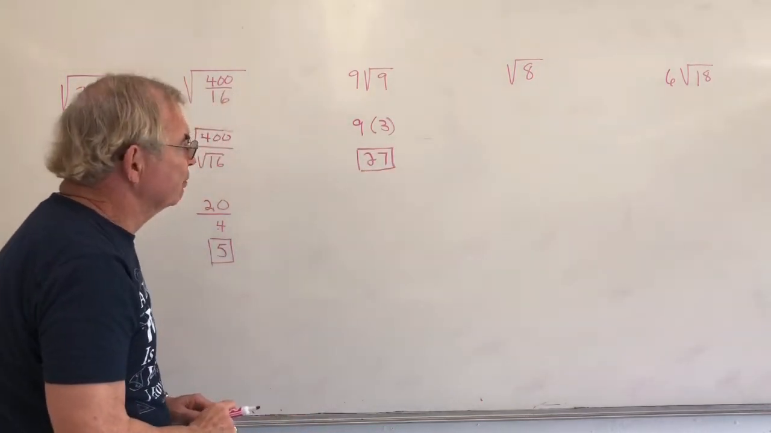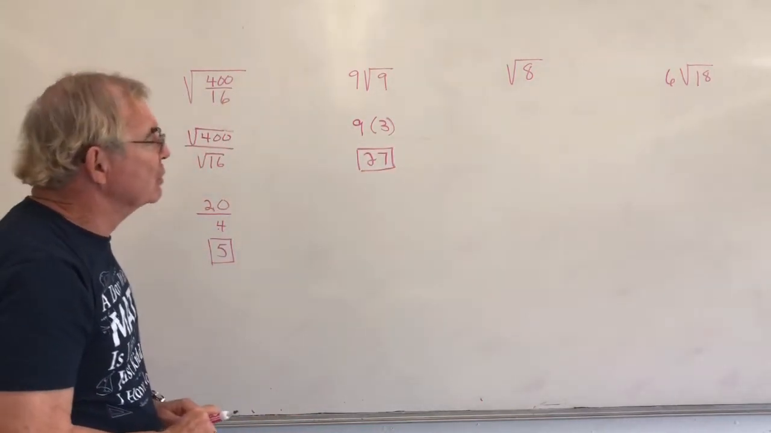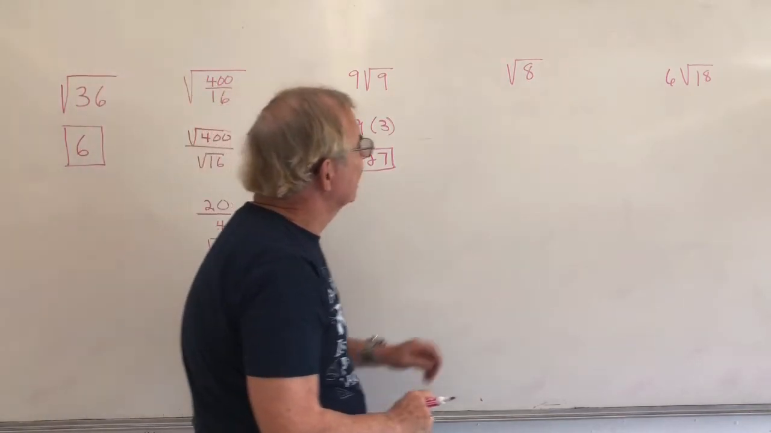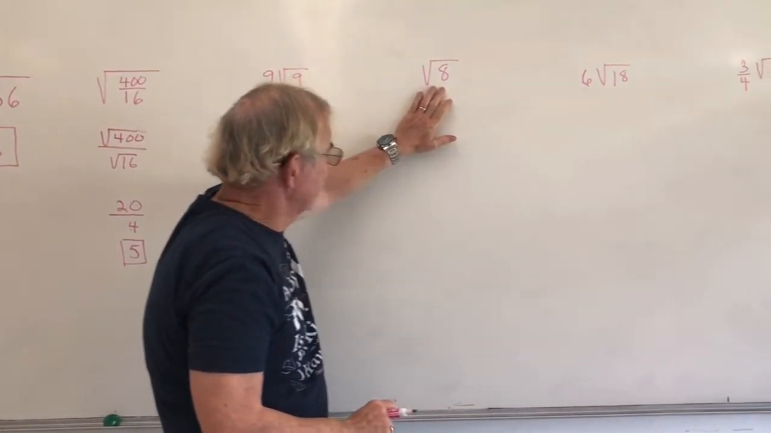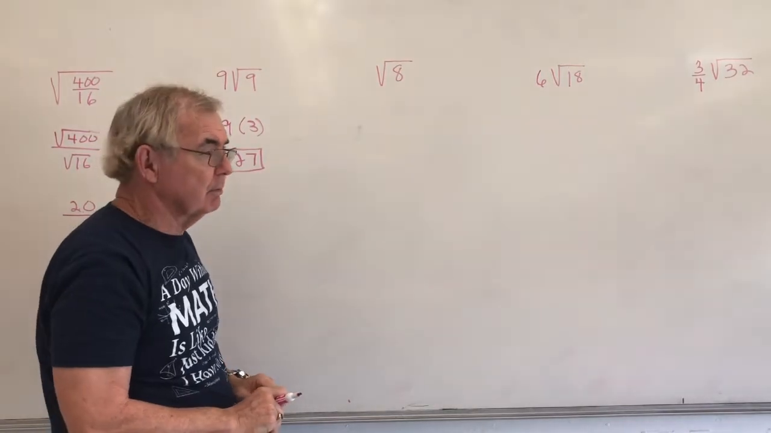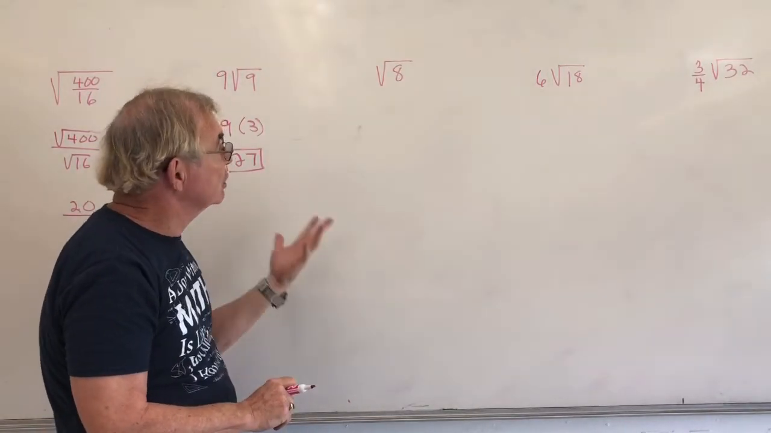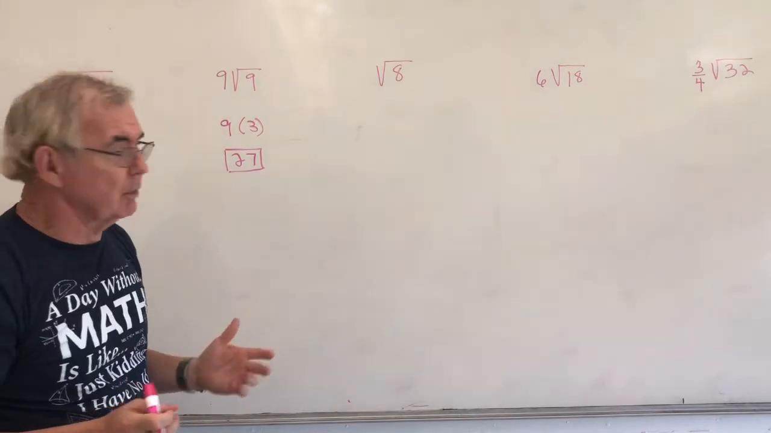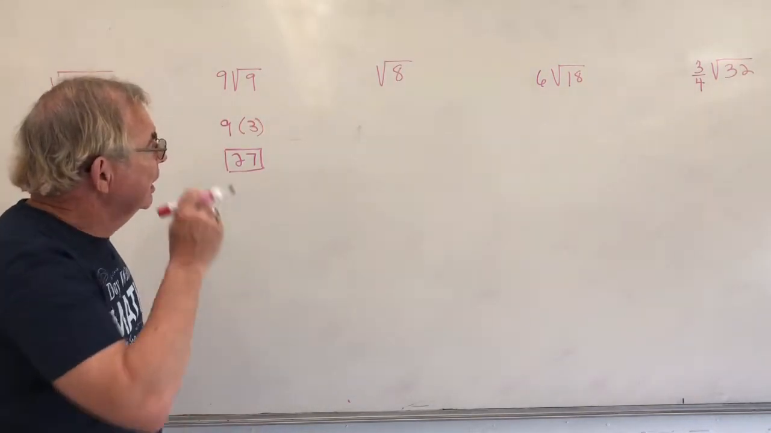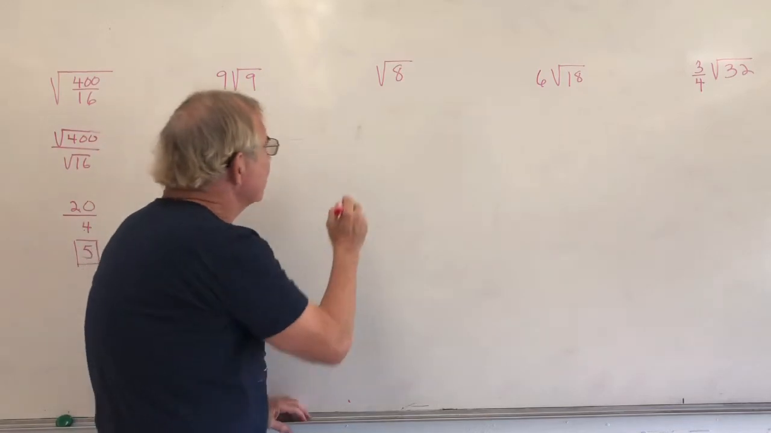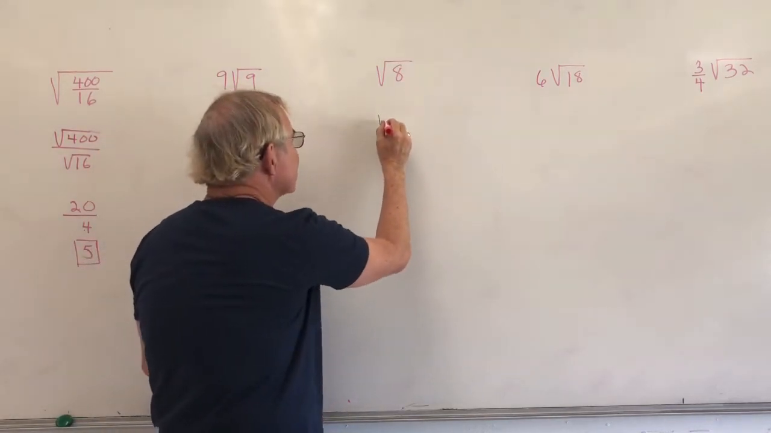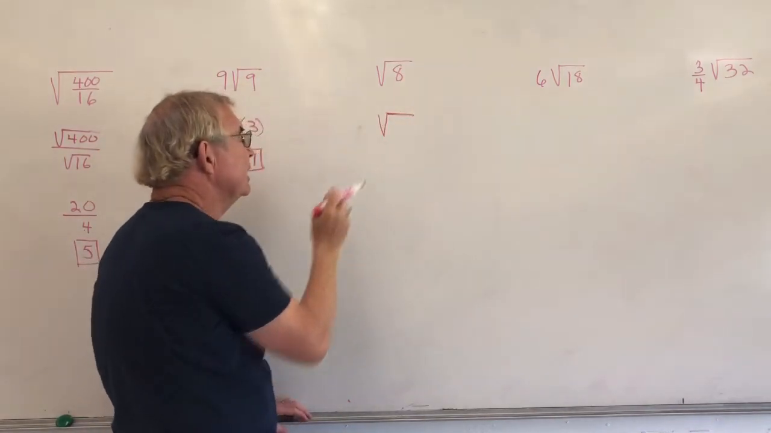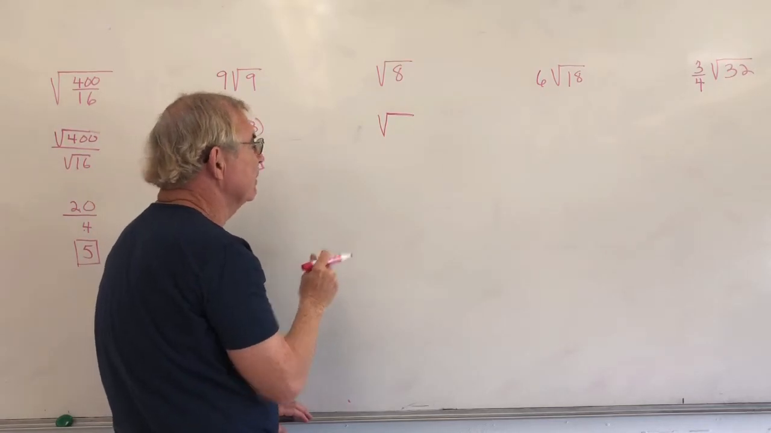Now we go to problems that have irrational results, like the square root of 8. Now, there's no perfect square root of 8. The square root of 4 is 2, and the square root of 9 is 3, but what's the square root of 8? Okay. In simplifying this, we're looking at a perfect square which would divide into 8.